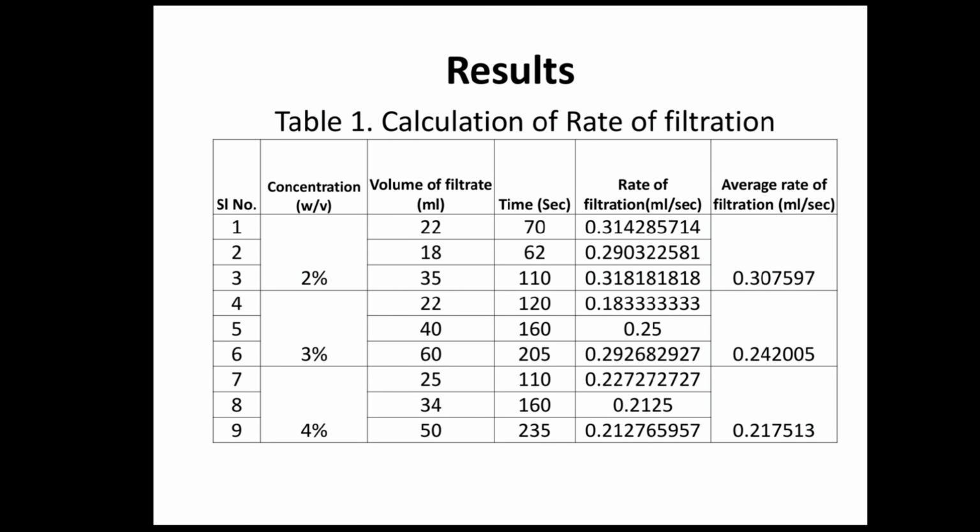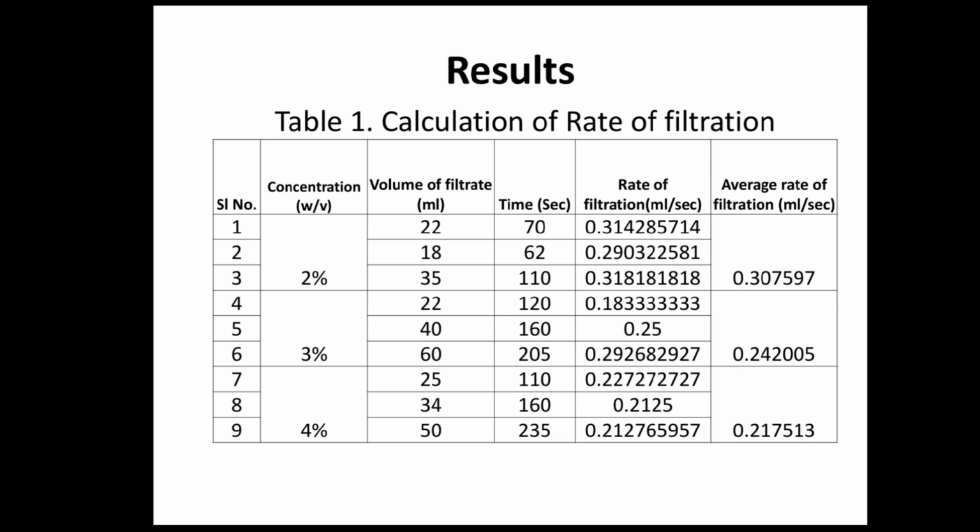Next part of the experiment is results. This is the table of calculation of rate of filtration. This table consists of serial number, concentration W by V, volume of filtrate, time in second, rate of filtration in ml per second, average rate of filtration in ml per second.